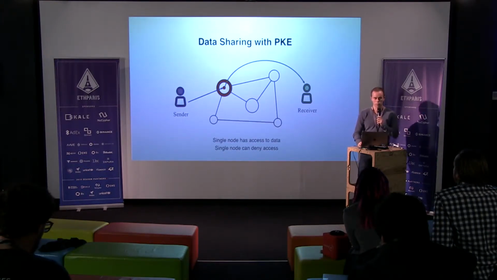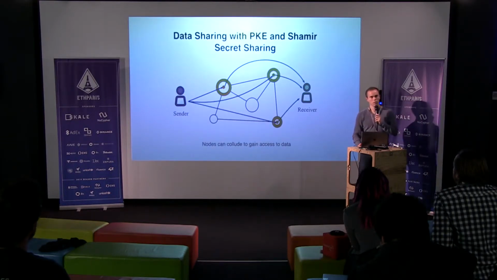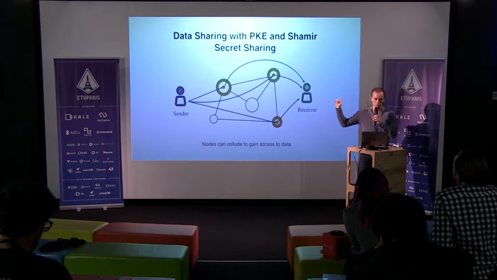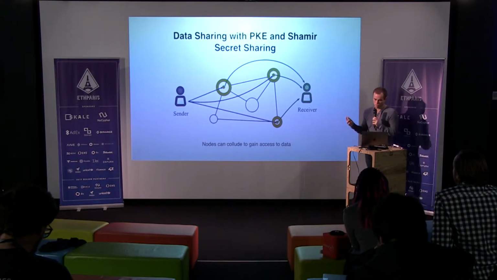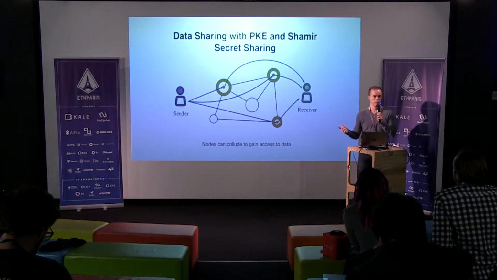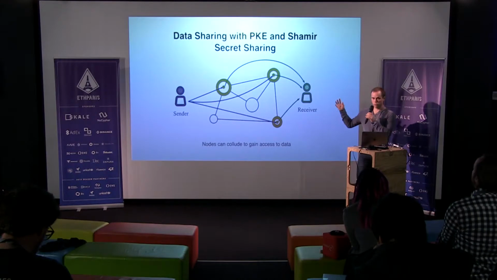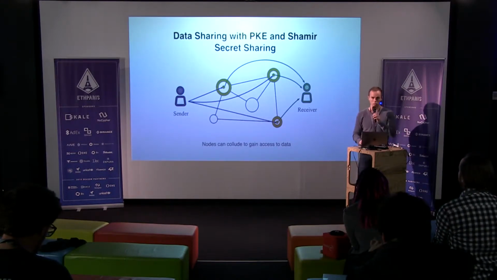Some of you might be familiar with this idea of Shamir's secret sharing. And so we can improve upon this situation a little bit by splitting the private key up into a bunch of shares and issuing those shares out to different nodes in a potential access control network. And this is an improvement because no one node can access the data or no one node can deny access. But we still have this problem that a sufficient number of the nodes can collude in order to decrypt the data or deny access.